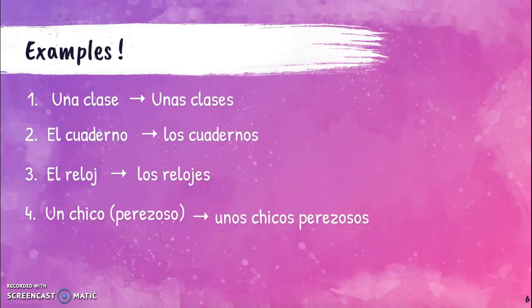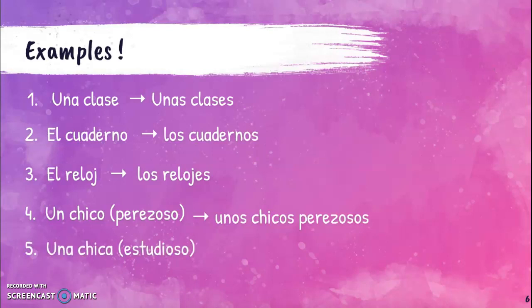So notice my adjective is masculine and plural. My noun is masculine and plural. And now my indefinite article is masculine and plural. So all of those agree with one another.